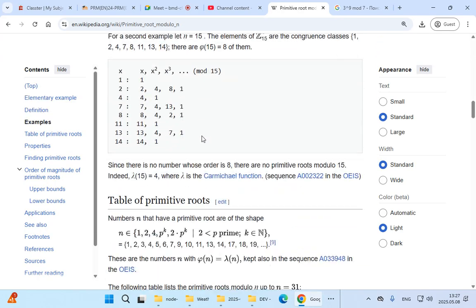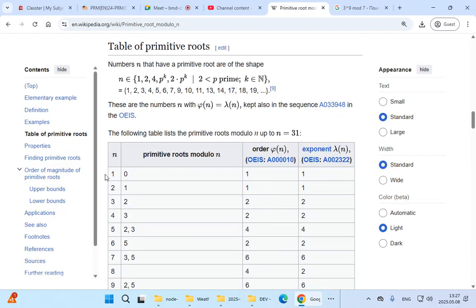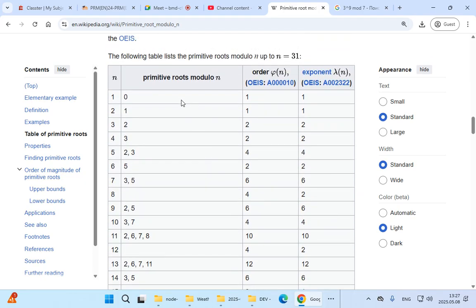And if you speak about this table of primitive roots, not all numbers have primitive roots. For example, here n can be 1, 2, 3, but for 1 there are no roots. But if you have 7, then you can use 3 or 5. Only these two numbers will give you all these sequences. Do you understand, more or less? It's a little bit difficult mathematics, yeah?